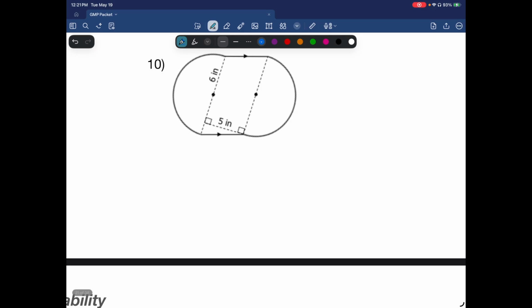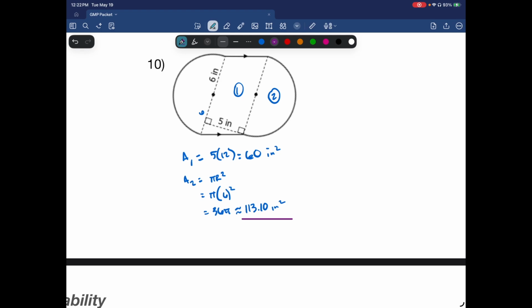All right, you have a half circle split by a parallelogram, so I don't need to take the area of half a circle, I just need the whole circle. When you're dealing with circles, remember to watch out for your radius. Since this is 6 inches, this is also 6 inches, so the entire base of that parallelogram is 12. So I have the area of the parallelogram and the area of the circle. Area 1 is 5 times 12, which is 60. The second area is pi r squared, which is pi times 6 squared, so 36 pi. Again, that's going to give you 113.10 inches squared. Of course, I'm going to add these up, get my total area, and that's going to give me 173.10 inches squared.